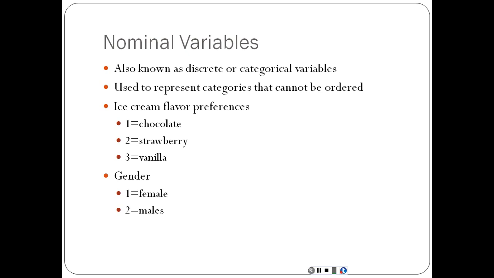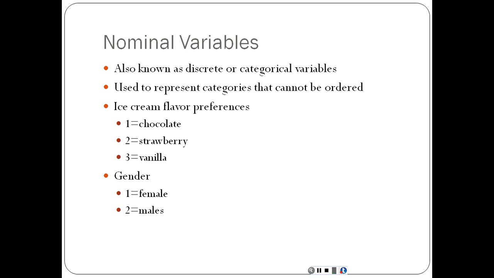Well, when you're entering this data, you'll have to use numbers to code each of these. So you can use 1 for chocolate, 2 for strawberry, 3 for vanilla. Since order does not matter among nominal variables, these flavors could have just as well been coded 1 vanilla, 2 chocolate, or 3 strawberry.